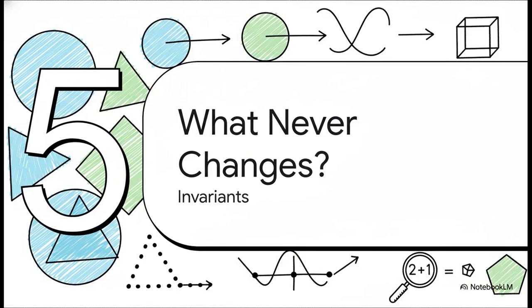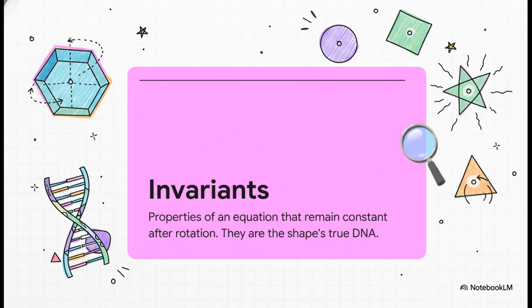Okay, so let's just stop and think about what happened here. We changed the equation by changing how we looked at it. But did we change the shape itself? No, of course not. And that leads to a much deeper and honestly really cool mathematical idea. This brings us to the concept of invariants. These are fundamental properties of the equation, certain combinations of the numbers that do not change, no matter how you rotate your perspective. You can think of them as the shape's true DNA.